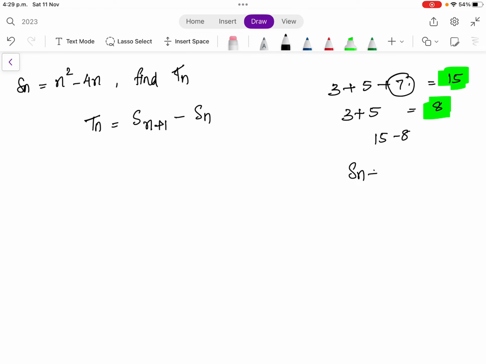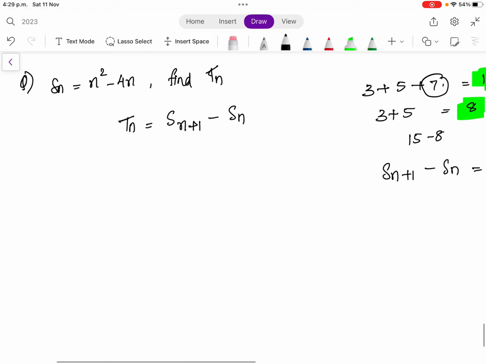So that is S of n plus 1 minus S of n; that will give you the value of Tn over here. Okay, so that's what I have written here. Tn is equal to S of n plus 1 minus Sn, which means if you find the sum of n plus 1 items and subtract the sum of n items from that, you will get the last item. That is the thing. Okay.